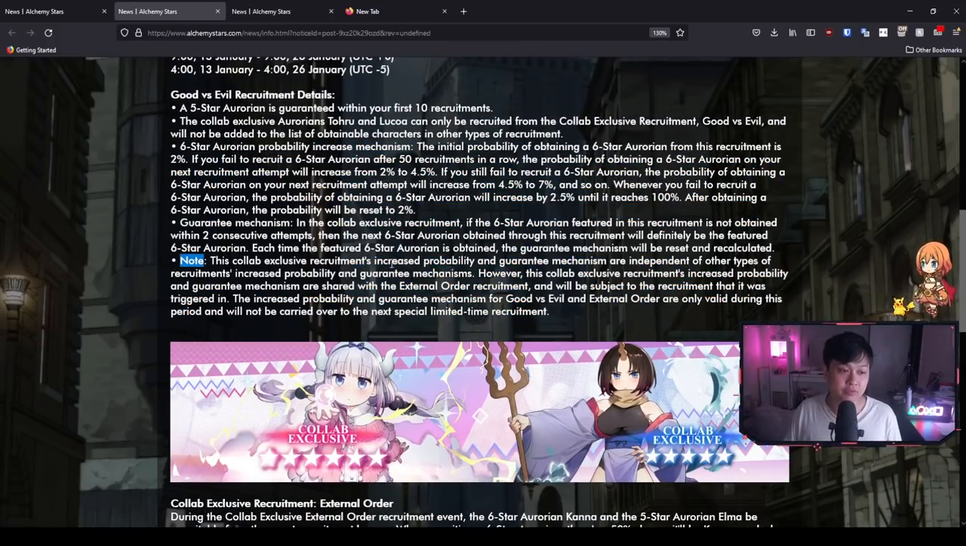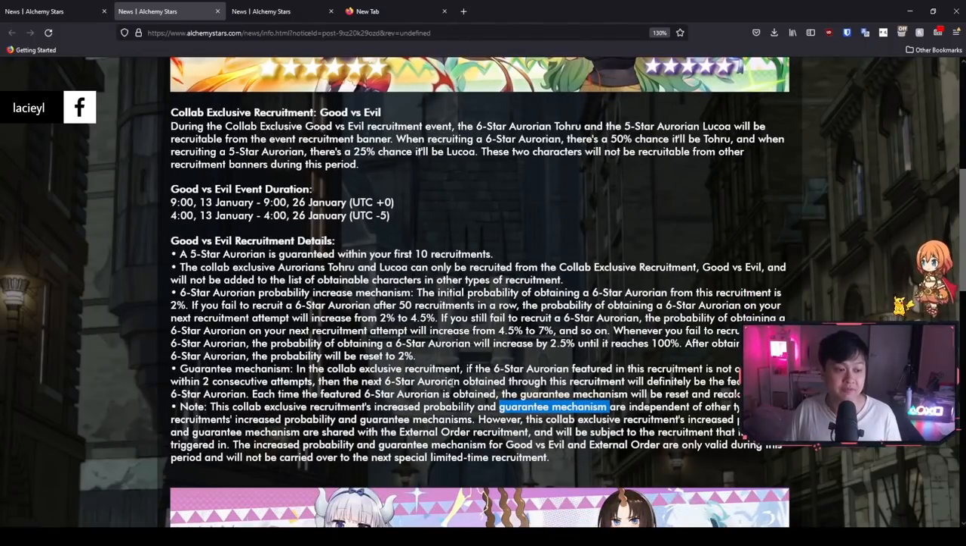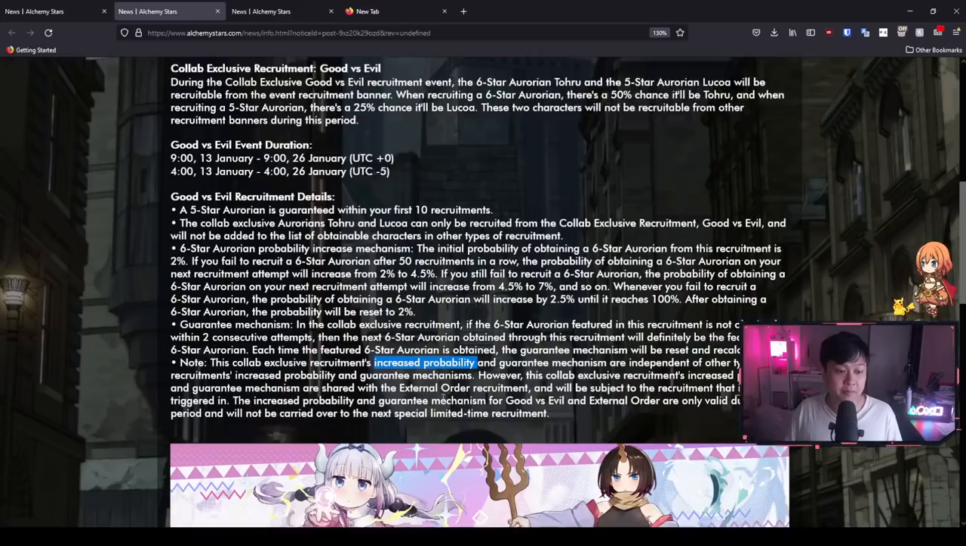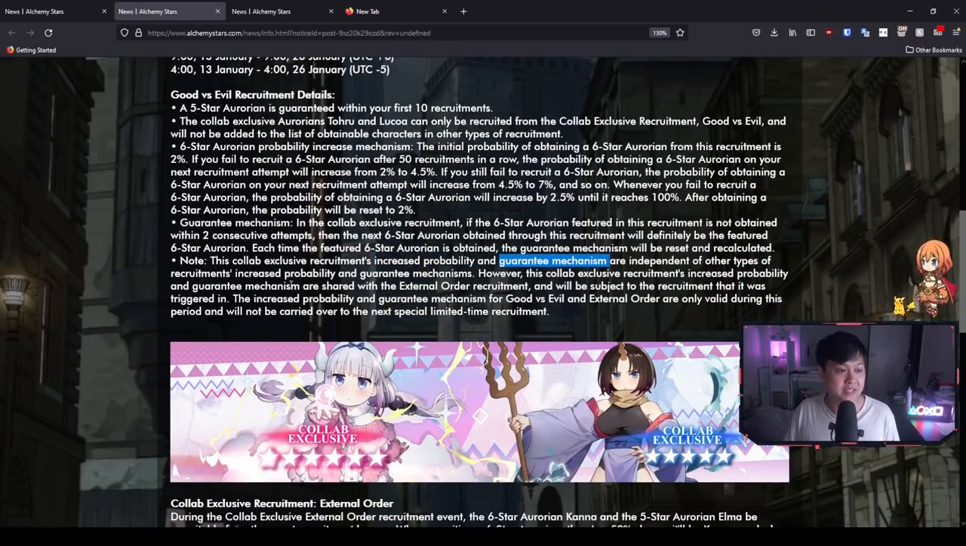This collab exclusive recruitment's increased probability, so that is the pity, and the guarantee mechanism, which is if you don't get your banner, your target character. So if I don't get my Toru within the first 2 6-stars, then the next one is definitely going to be Toru. The increased probability and the guarantee mechanism are independent of other types of guarantee mechanisms and increased probabilities. So all this first sentence is really saying is it's not going to be affected by triple R banners or anything else that is running concurrently with this one here.